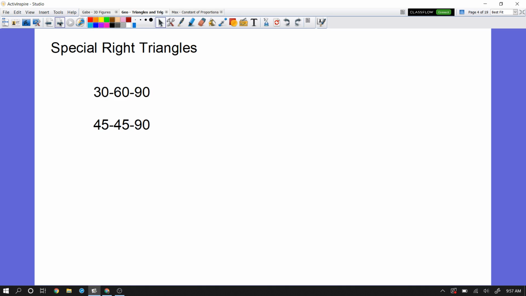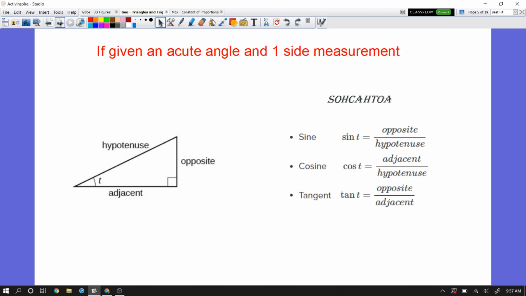So just know that you have a 30, 60, 90. If you see 30, 60, just know the other one's 90. You see 45, 45, see 90. If you see 90 and 45, just know the other one's 45.